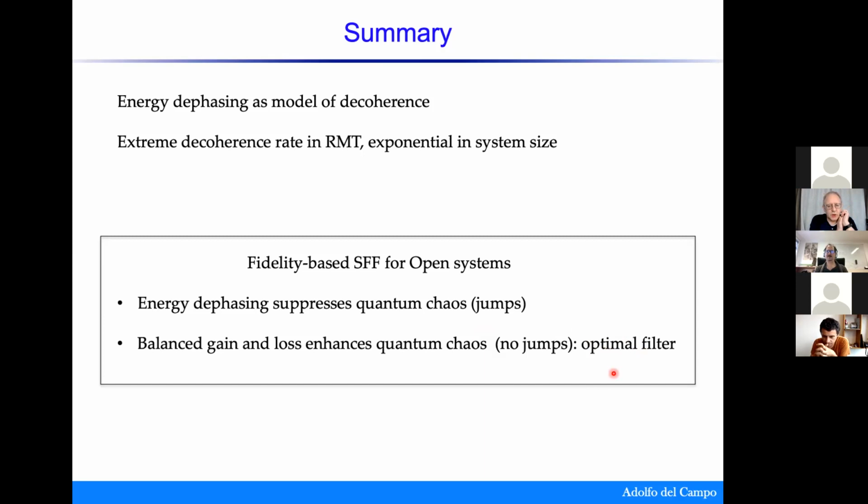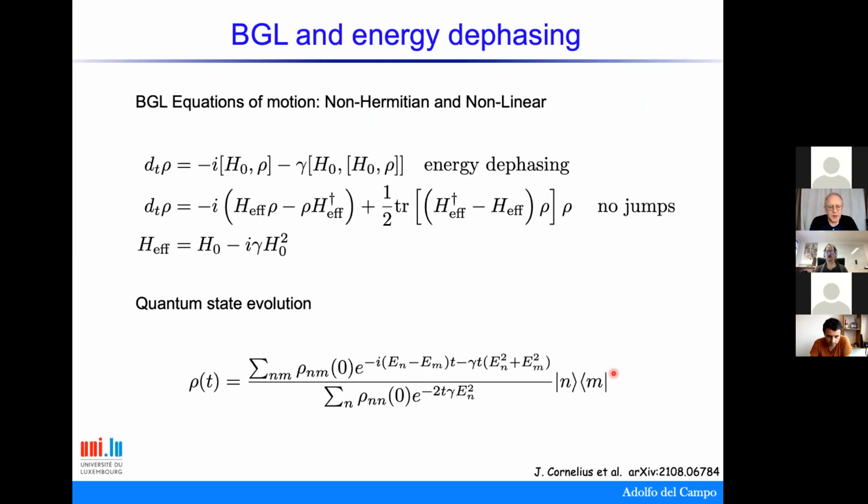I have a question on your effective Hamiltonian. You selected this as H0 plus i gamma H0 squared. Is that somehow motivated? I mean, it seems a strange choice.